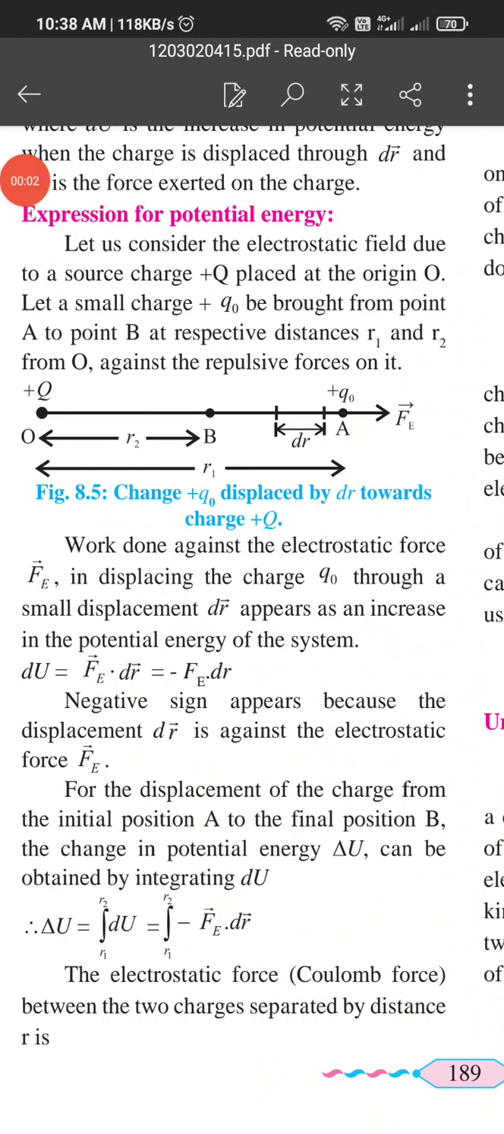Good morning, friends. Today we are continuing electrostatics. First point is expression for potential energy.